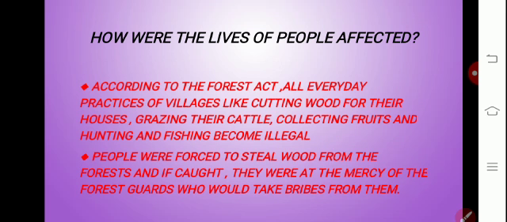So that's all for this first part, my students. In this first part, you can prepare the notes: what were the causes of deforestation, how commercial forestry came into existence, and how the life of the people was affected by the new laws regarding forests. This you can prepare.